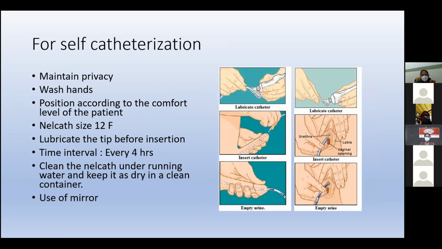Self-catheterization technique also is taught to the patients. Many of the patients do this, right? So again, privacy is a concern, and you need to tell the patient that they need to wash their hands thoroughly and then do it. Generally, a Nelaton catheter of size 12 French is used. Okay, so after lubrication, the person self-introduces it into the urethra and removes the urine. Okay, if necessary, they can use a mirror also.